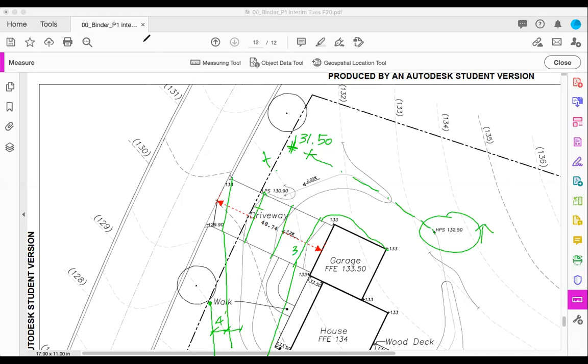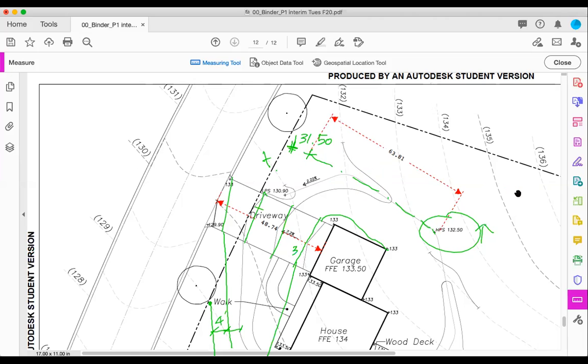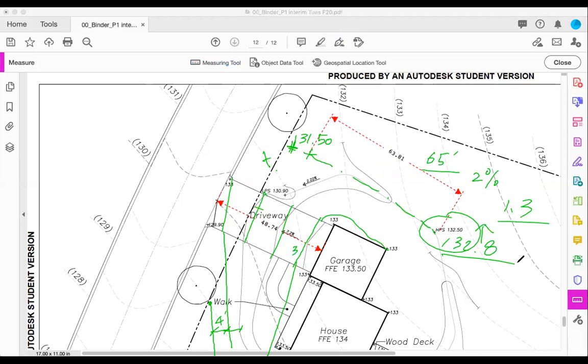Yeah, let's do a quick measurement to see how much we need to move it. So that's 65. Annotate again. If this is 65 foot and 2%, I need to have at least 1.3. So I need to get this to 132.8. So that means I need to raise this by 0.3, I think.